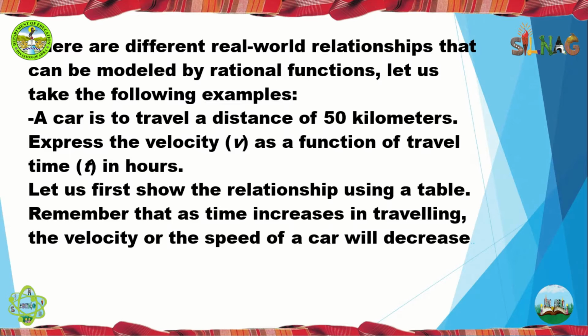There are different real-world relationships that can be modeled by rational functions. Let us take the following examples. A car is to travel a distance of 50 kilometers. Express the velocity v as a function of travel time t in hours. Let us first show the relationship using a table. Remember that as time increases in traveling, the velocity or the speed of a car will decrease.